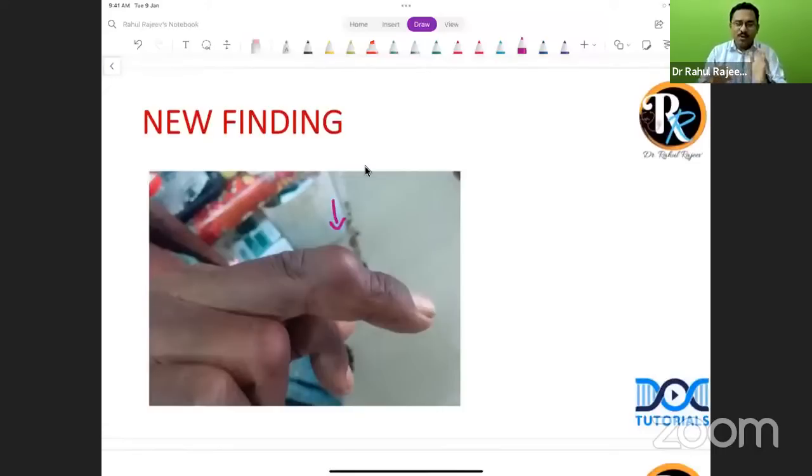When he came to the hospital, at the time when we examined, we did not find such a swelling. So during the course of hospital stay, obviously he's having a pyrexia of unknown origin. So he's admitted for a few days in the hospital. So now he has developed this swelling.